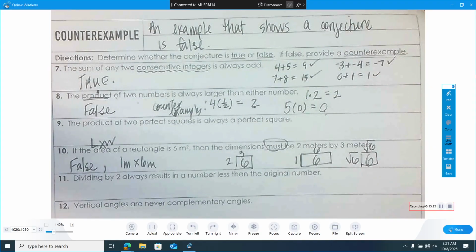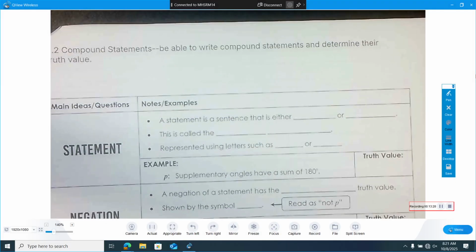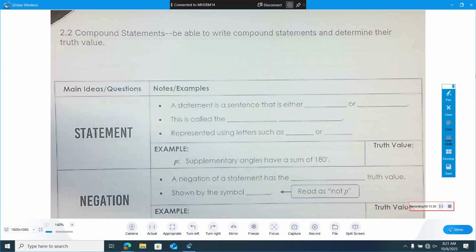All right. So we're going to turn the page. 2.2. Don't you love this? Isn't it great? Could you imagine doing like a whole homework on that stuff? I'd poke my eye out with a poker. Okay. I like it. Okay.